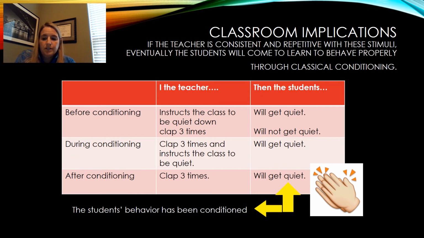During conditioning, clapping 3 times and instructing the class to be quiet, the students will get quiet. After conditioning, 3 claps at this time will get the students quiet. The students' behavior has been conditioned. When the teacher claps 3 times, the students are quiet.